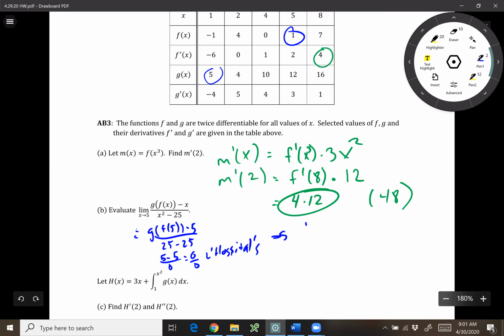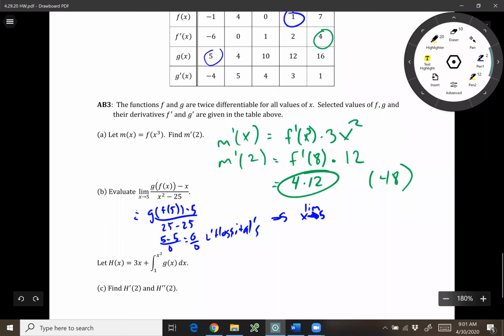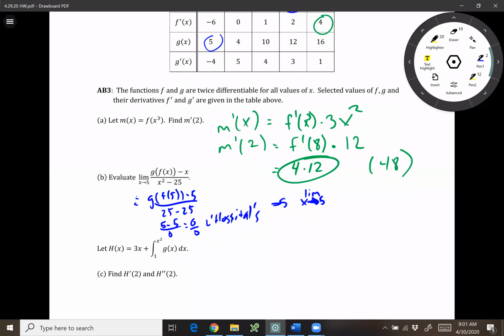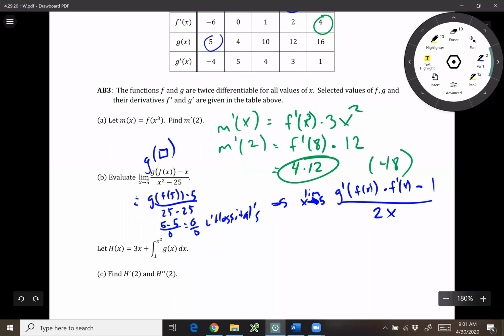So then we're going to rewrite the limit as x approaches 5. On top, when we take the derivative of the top, we're going to do chain rule, right? This is like having g of some box. So it's g prime of our box, which was f of x, times f prime of x, and then minus the derivative of x is 1, all over 2x, right? The derivative of 25 goes to 0.